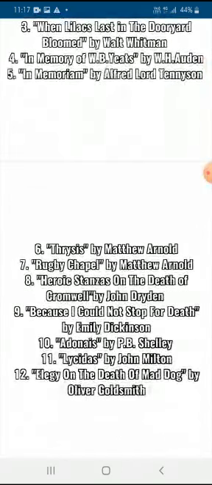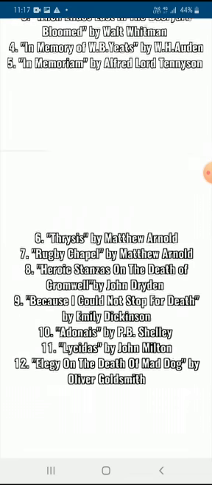Number 6, Thyrsis by Matthew Arnold. Number 7, Rugby Chapel by Matthew Arnold. Number 8, Heroic Stanzas on the Death of Cromwell by John Dryden. Number 9, Because I Could Not Stop for Death by Emily Dickinson.